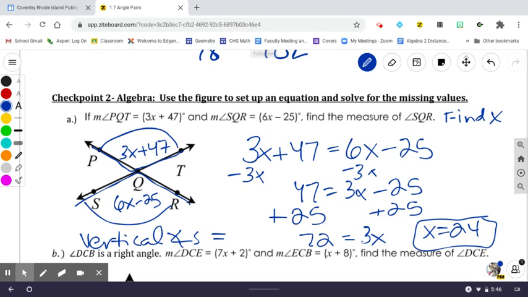Okay, and then it also said to find the measure of SQR. So SQR is 6x minus 25. So let's see, where can I fit that in? I'll do it right over here.